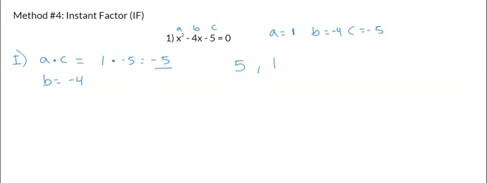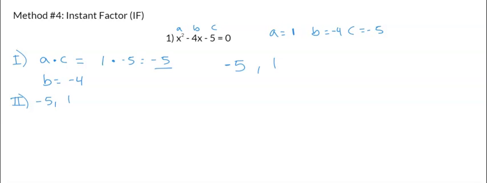But to get -5, one of these has to be negative when you multiply. But it also, when you add them, it ends up having a -4. So that has to mean that the -5, which has a higher absolute value, gives that sign. So we have that one. -5 and 1. Okay? But we're not done yet.